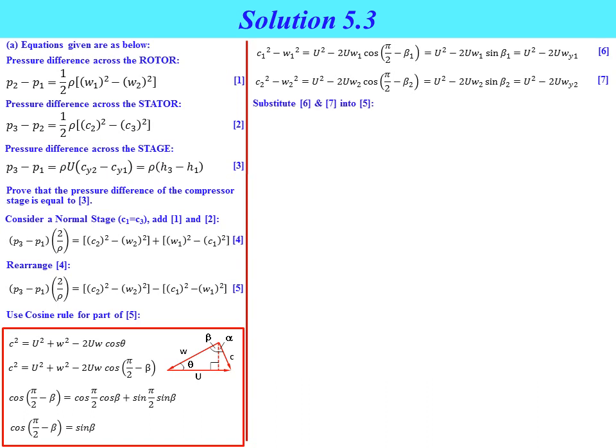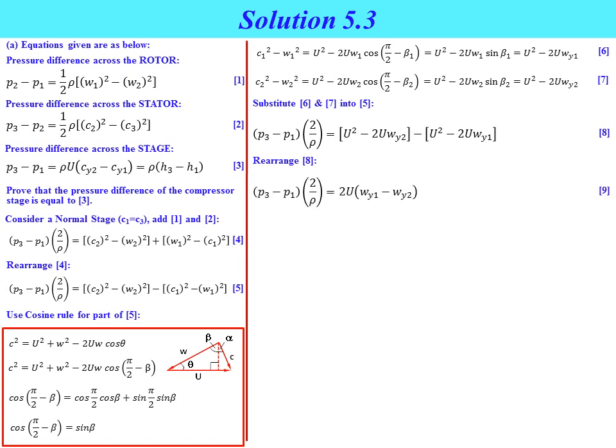Substitute equation 6 and equation 7 into equation number 5, and we get a more simplified equation, where P3 minus P1 multiplied by 2 divided by rho equals bracket U squared minus 2UWy2 minus bracket U squared minus 2UWy1, represented by equation number 8. Rearranging equation number 8, we get equation number 9, where P3 minus P1 multiplied by 2 divided by rho equals 2U multiplied by bracket Wy1 minus Wy2.